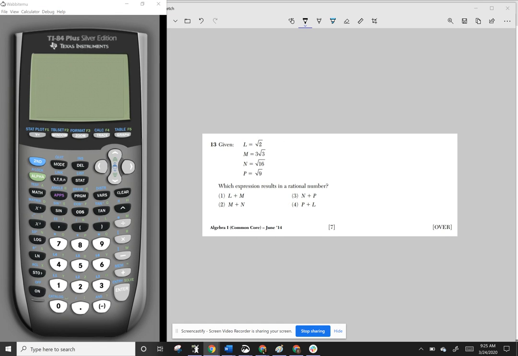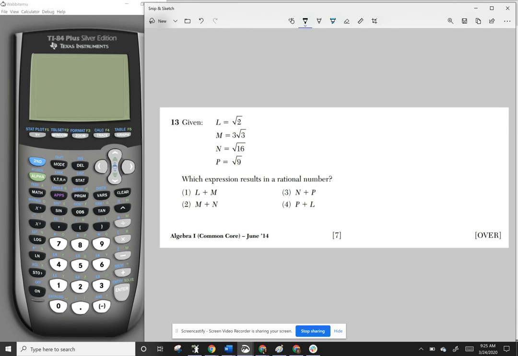So we're going to review the questions from the June 2014 Algebra 1 Regents, questions 13 through 24. Okay, so for this first question, 13 asks, which expression results in a rational number? So I would definitely look at each one of these numbers first and determine if they are rational or irrational.